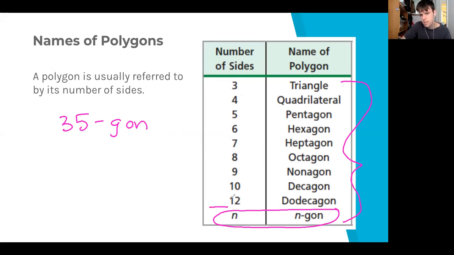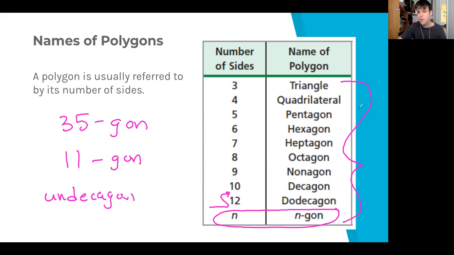You may notice here that we're missing 11. We could call it an 11-gon. I've also seen it called an undecagon. It doesn't really matter if you have a name for 11. You don't have to have these memorized, though I expect you've probably seen a lot of these names before, maybe even in elementary school.